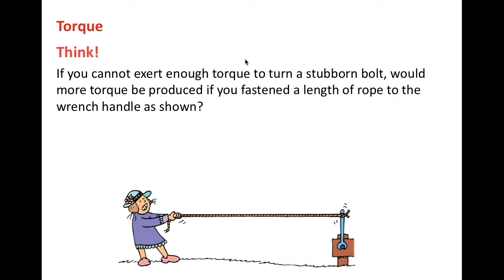So, here's a question. If you cannot exert enough torque to turn a stubborn bolt, would more torque be produced if you fastened a length of rope to the wrench handle as shown below? So here is a picture of a girl who has decided to put a rope on the end of this lever. And she's trying to get this to turn because she couldn't get it with just her hands. What do you think?